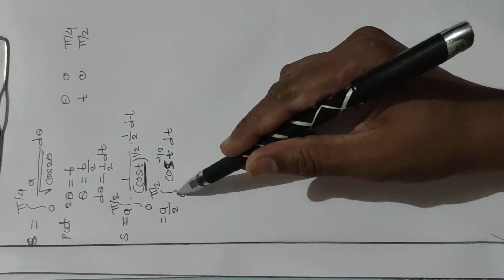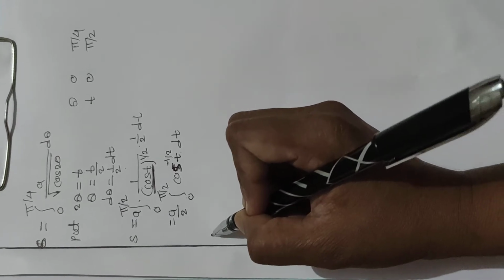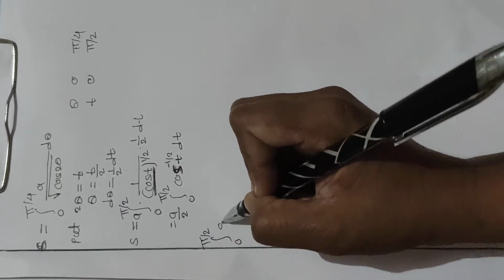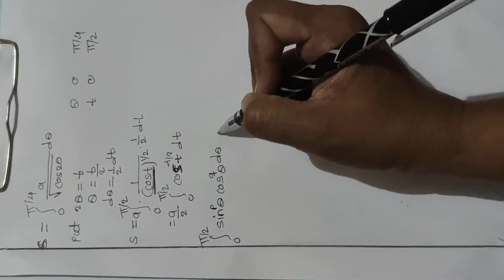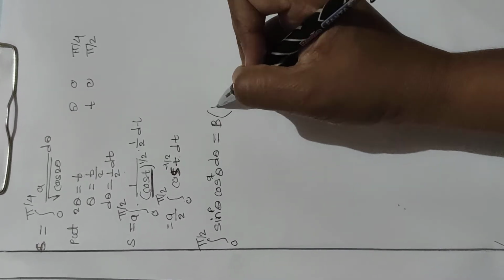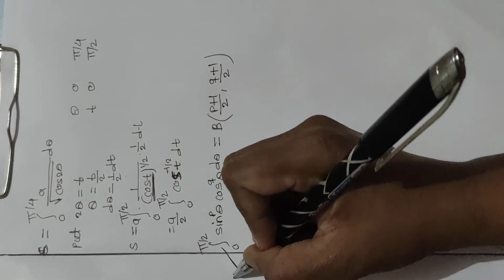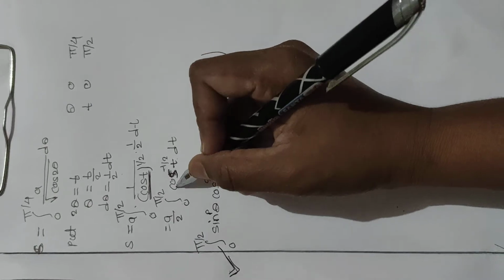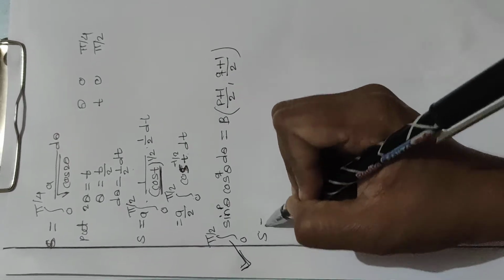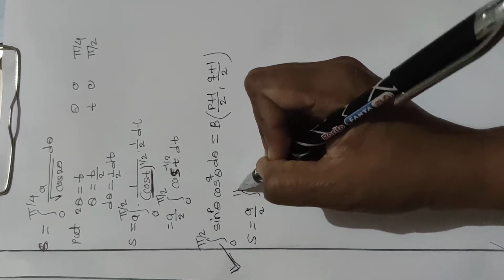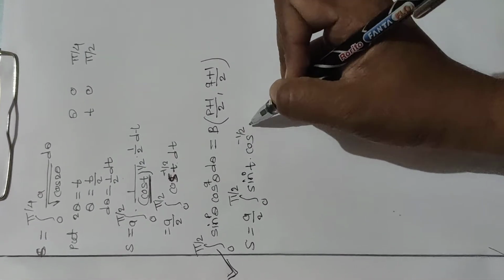After that we use one result of the beta function. What is this result? If the limits are 0 to pi by 2, the integral of sine raised to p theta cos raised to q theta d theta is beta of (p plus 1) by 2 comma (q plus 1) by 2. We use this result for this question. But here, only the cos term is given. So what is the sin raised to power? The sin raised to power is 0. That means the integral equals a by 2 integral 0 to pi by 2 sin raised to 0 t and cos raised to minus half t dt.